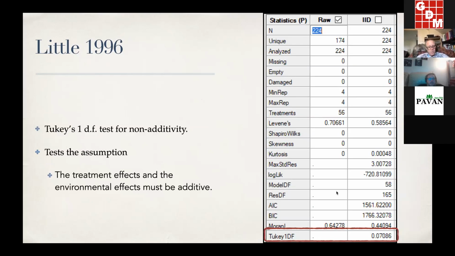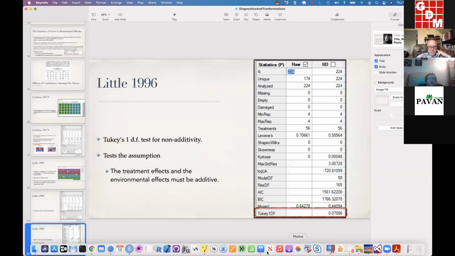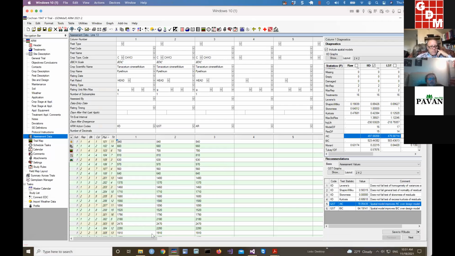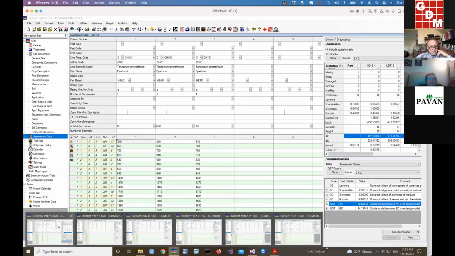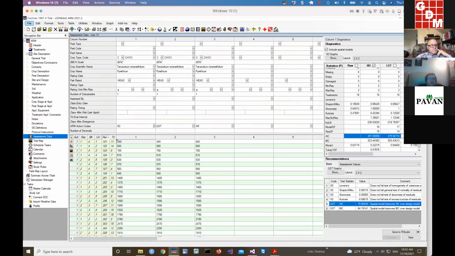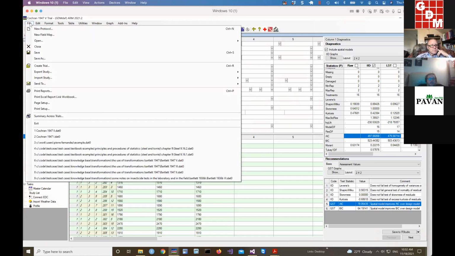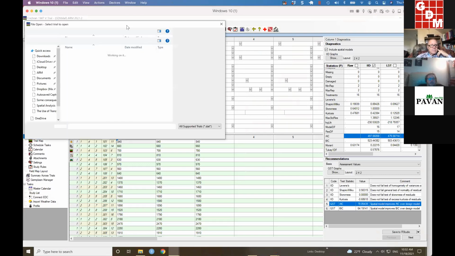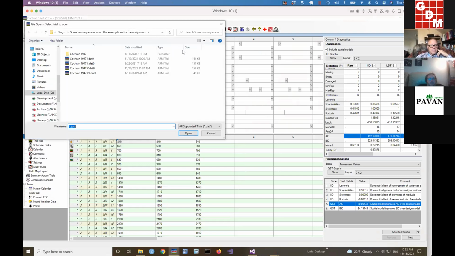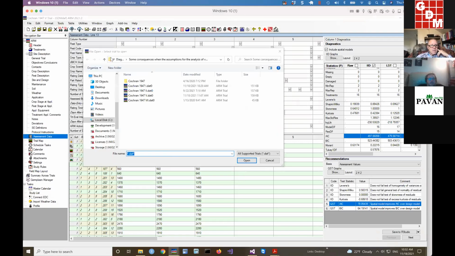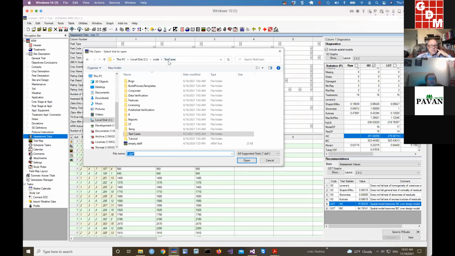It looks like I'm going to want to escape out of here and go to my trial file. Oh, I don't have it open. I'll have to find it. Let's see, diagnostics. I want to go to test cases and knowledge base. Textbook examples.